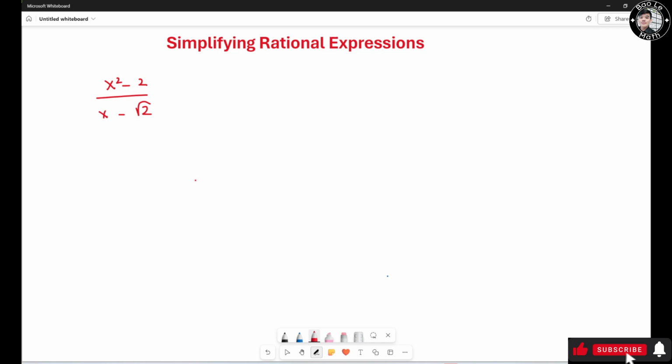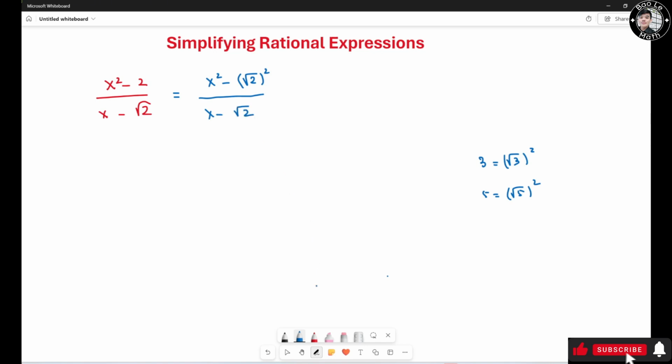Now let's move on to the next example. We need to simplify (s squared minus 2) over (s minus square root of 2). The numerator, s squared minus 2, can be written as square root of 2 altogether squared. Any number can be written as a square root altogether squared. If you have 5, it's going to be square root of 5 altogether squared. Now the bottom I just rewrite as s minus root 2.